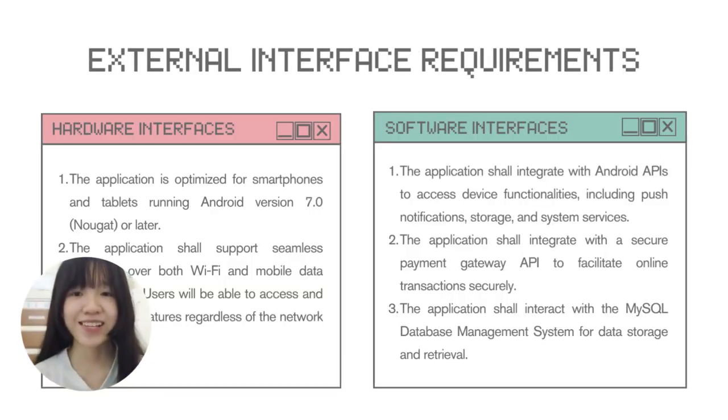Then, the next external interface requirements are the hardware interfaces. First, the application is optimized for smartphones and tablets running Android version 7.0, Nougat, or later. The application shall support seamless operation over both Wi-Fi and mobile data connections. Users will be able to access and utilize all the features regardless of the network type.